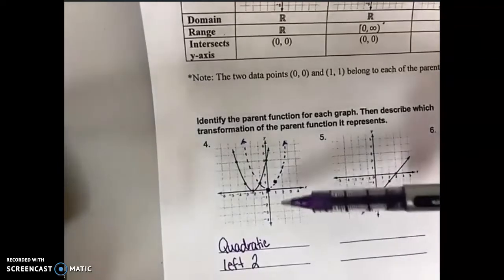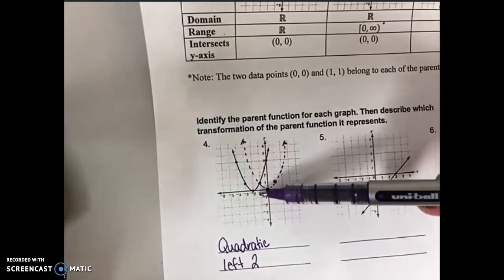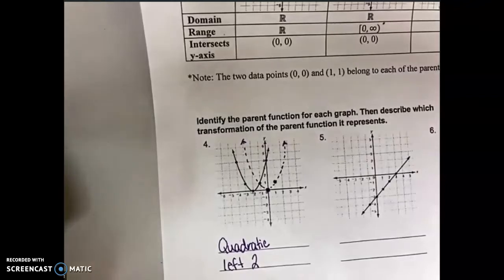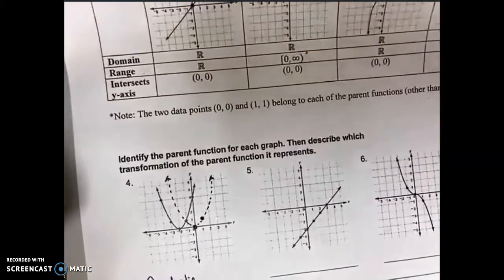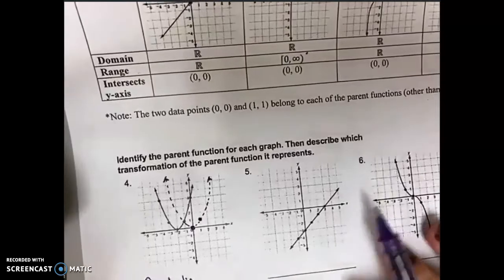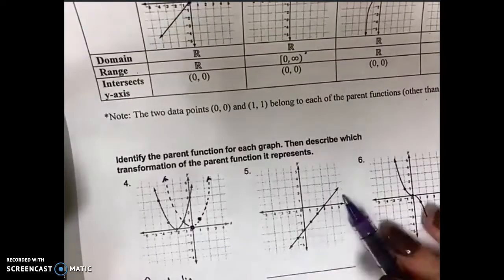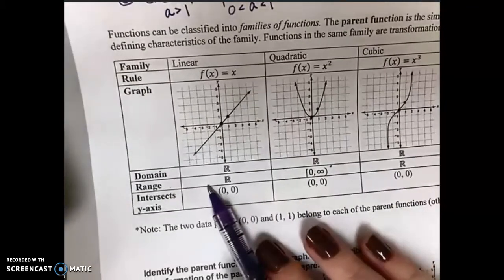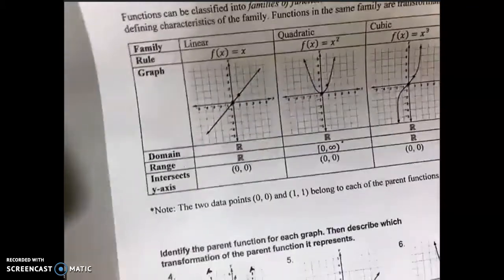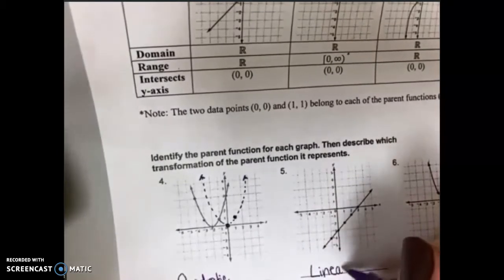And then I just want to check, are there any other transformations? Because there can be more than one. And no, I don't see anything else. Let's skip to number 5. The first thing we want to do is identify the parent function. Well, this one's easy. It's a line. So if it's a line, it's going to be our linear function. So I'm just going to put linear here.